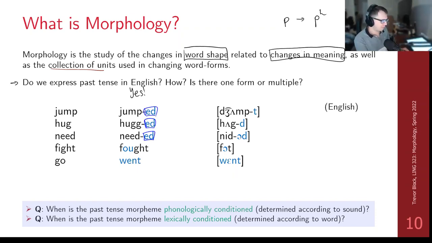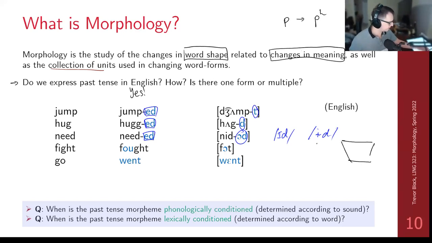So in a word like jump, that past tense is pronounced as a T, jumped. In the word hug, that past tense is pronounced as a D, hugged. In need, that past tense is pronounced actually as two sounds. So needed, or some people would write this as needid with an I, or even the ID with a little squiggle in it. So we take a look at the vowel space. It is right here. This E sound with the line through it is central high.